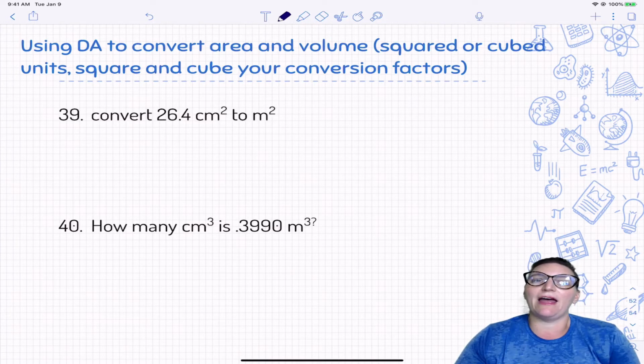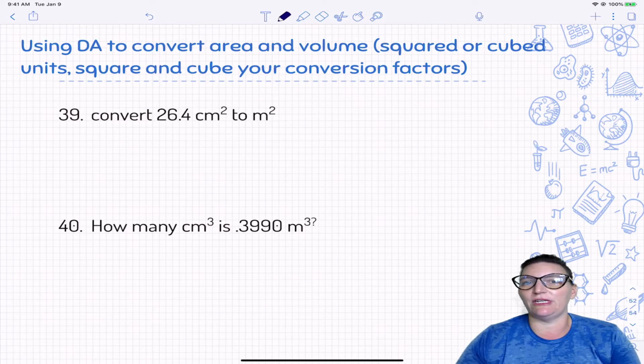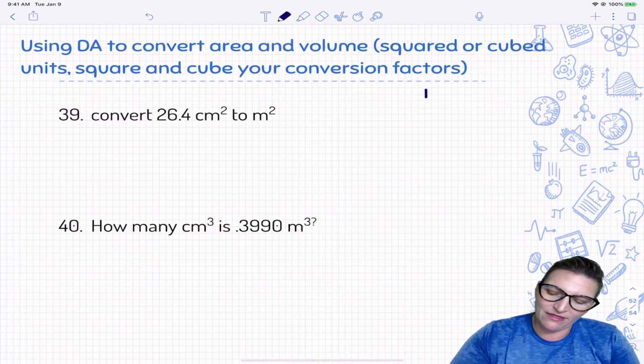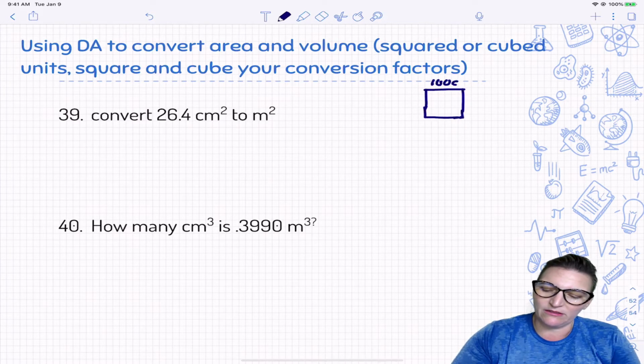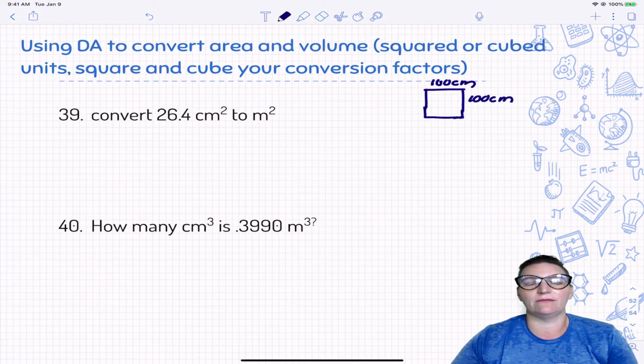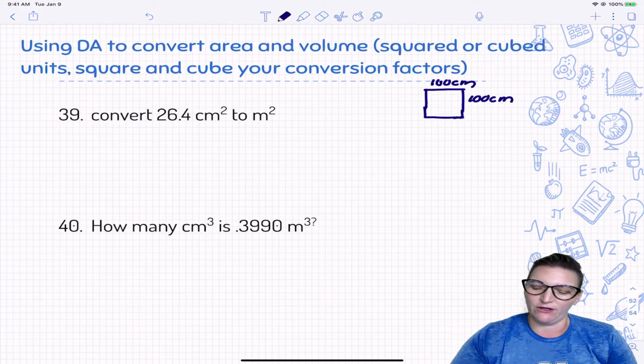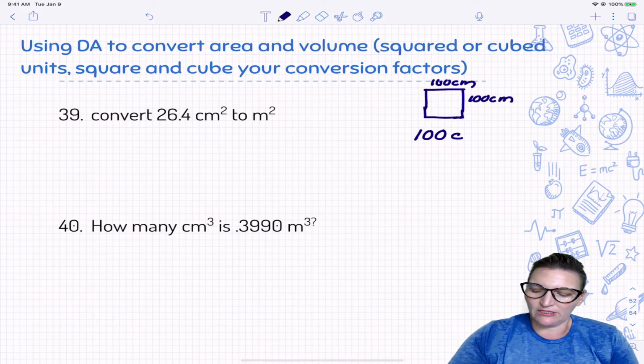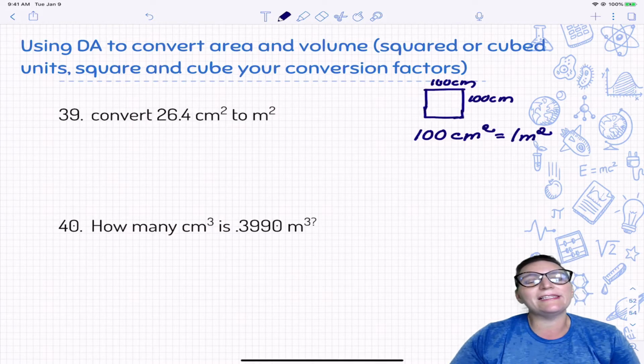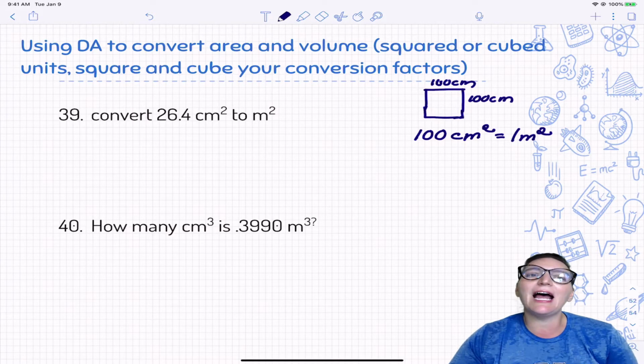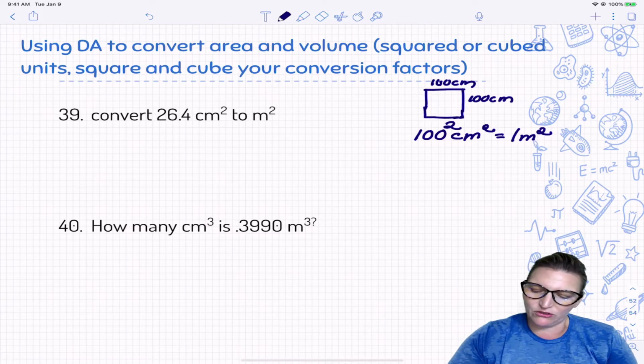We know that, let's say, 100 centimeters equals 1 meter. But if I think about 100 square centimeters, the area of a square 100 centimeters on one side and 100 centimeters on the other side, does not equal 1 meter. So I can't just say 100 centimeters squared equals 1 meter squared. What is that area? Well, it'll be 100 times 100, or 100 squared.